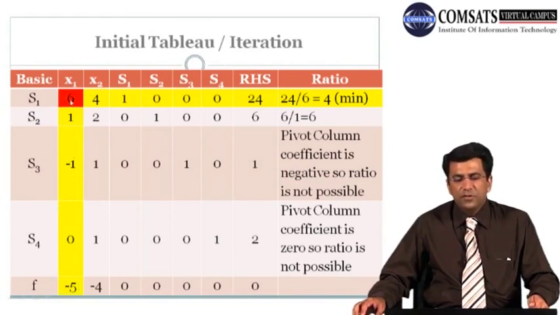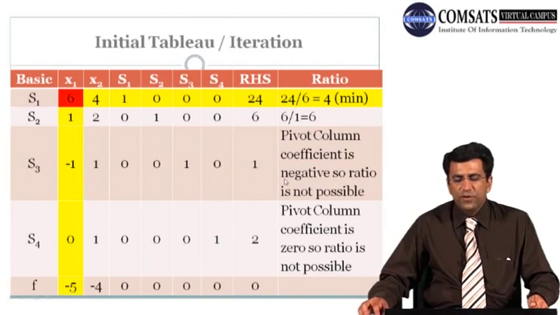After identifying that pivot column, we'll have to calculate the values for the ratio column. How can we calculate the values of this ratio column? We will divide the values of the right hand side column by the corresponding values in this pivot column. For example, we will divide 24 by the corresponding value in the pivot column, that is 6. 24 by 6, we will get 4. Then in the next row, we will divide the right hand side 6 by the corresponding pivot column value, that is 1. So 6 by 1, we will get 6.